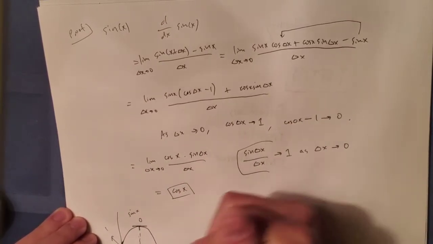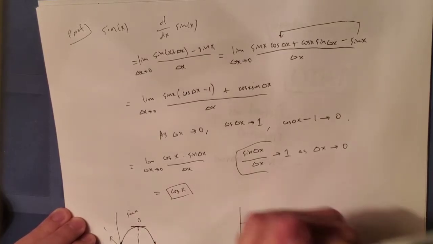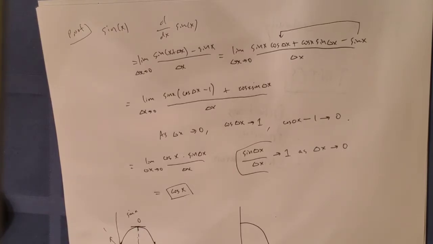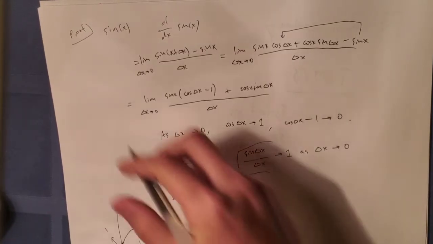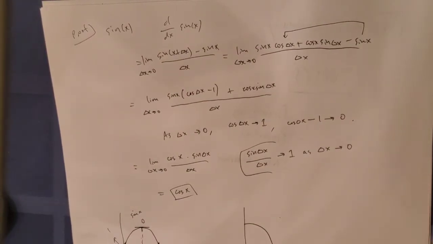And then at pi, cosine will be at -1, and so there will be kind of a negative slope there. It kind of makes sense, right? So we see that in general, this derivative makes sense. The derivative of sine of x is cosine of x. And we'll do a quick proof of cosine of x.